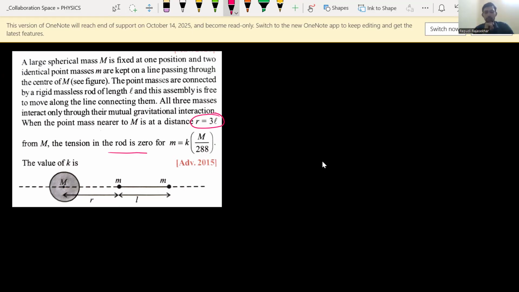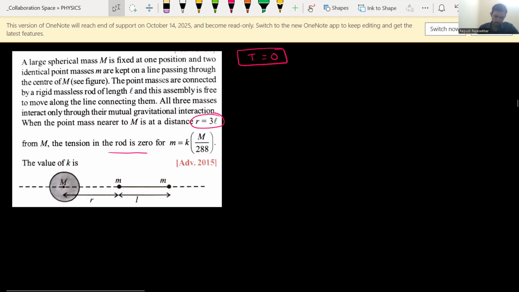of K is. So in this question, the entire given data is very clear and we need to get the K value. Okay. The condition is what? Tension in the rod should be equal to 0. This is the condition as per the given question.